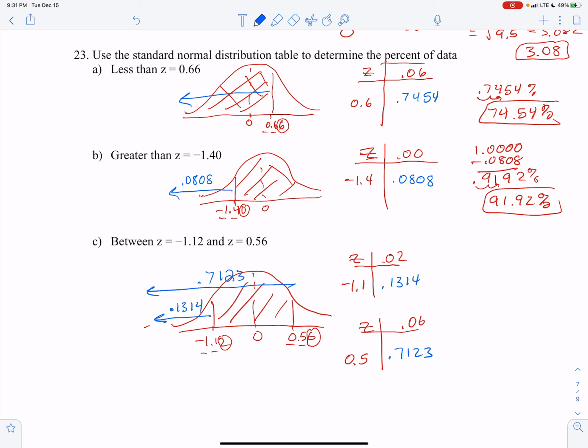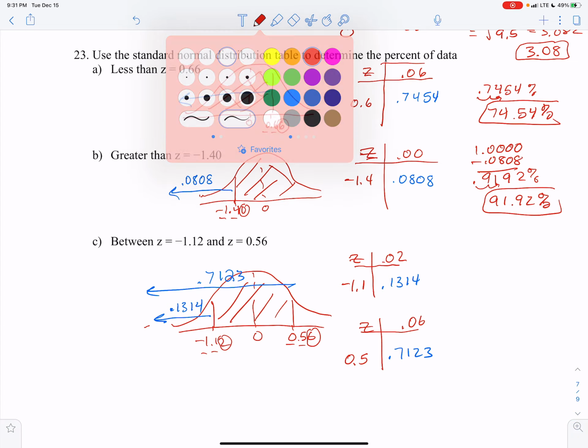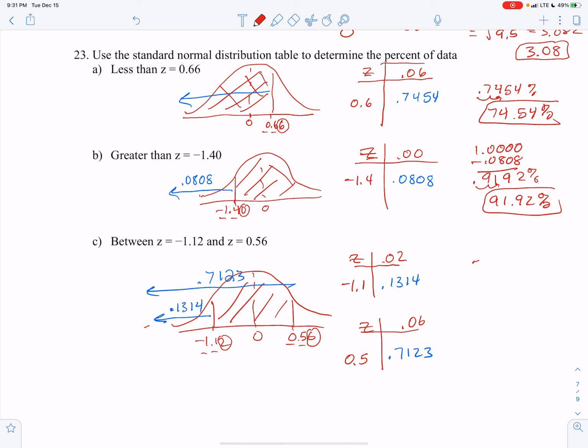Well, I don't want either one of those areas. So to find the shaded area, the area between, I'll take the larger area, 0.7123, subtract the smaller one, and I'll get 0.5809. But this question asked us to give the answer as a percent. So 58.09%.